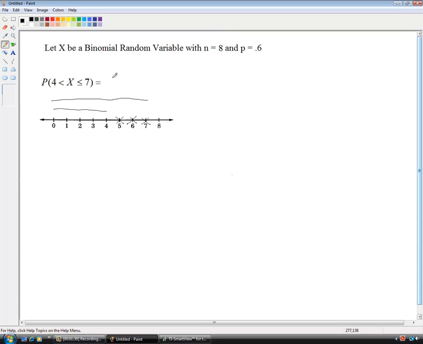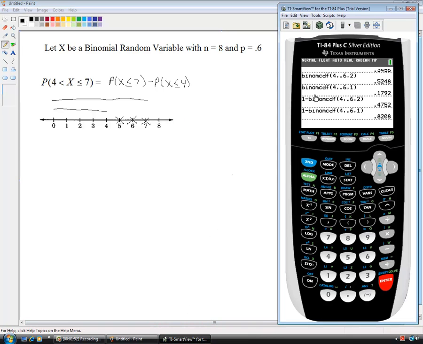So that's equivalent to saying the probability that x is less than or equal to 7 minus the probability that x is less than or equal to 4. And there's your visual. Now we would do this with two CDF functions in the calculator.